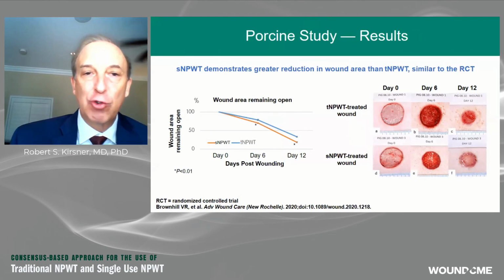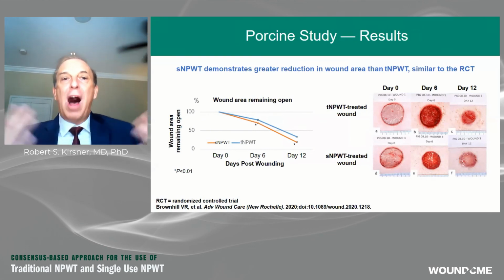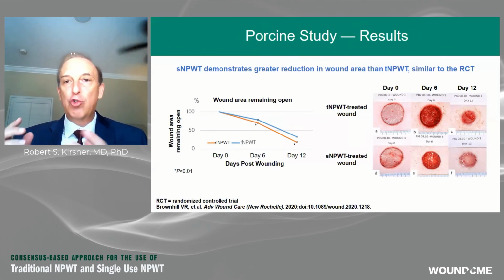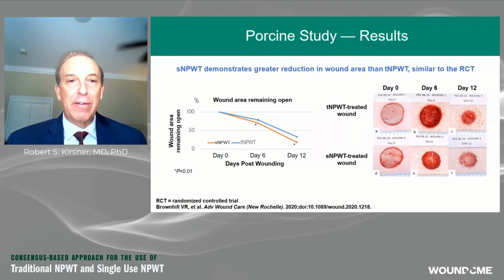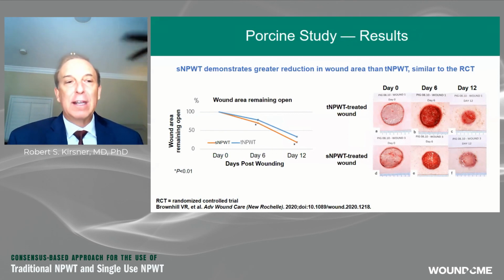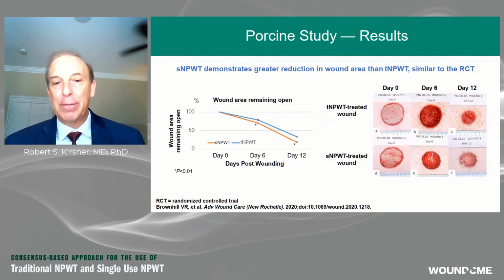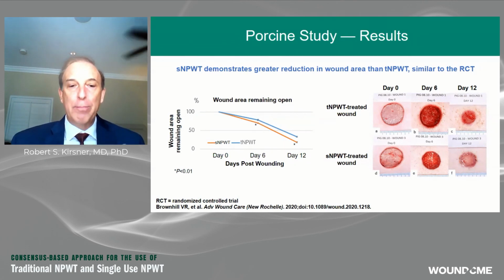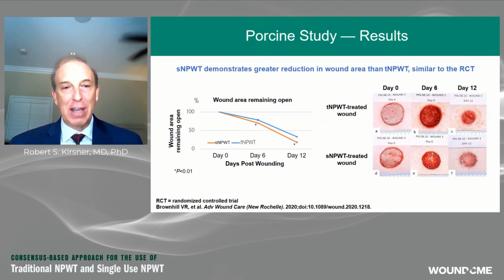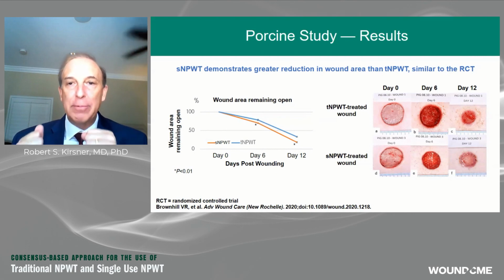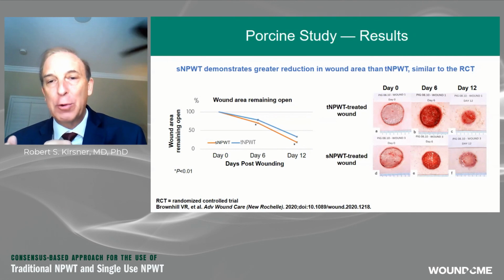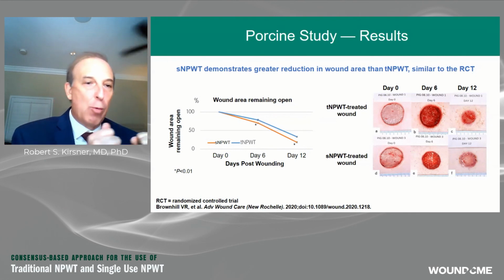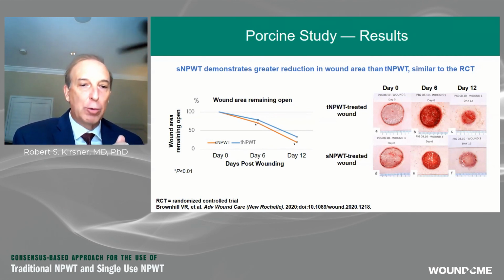Now, one of the very interesting parts of this study is why. Why should traditional negative pressure device and single-use negative pressure device not be equal? Why was single-use negative pressure device better? So Smith and Nephew went back to the lab. And this is really impressive because we made a clinical observation in this randomized controlled trial, something that was somewhat unexpected. And then the company went back to the lab to understand why this was happening.